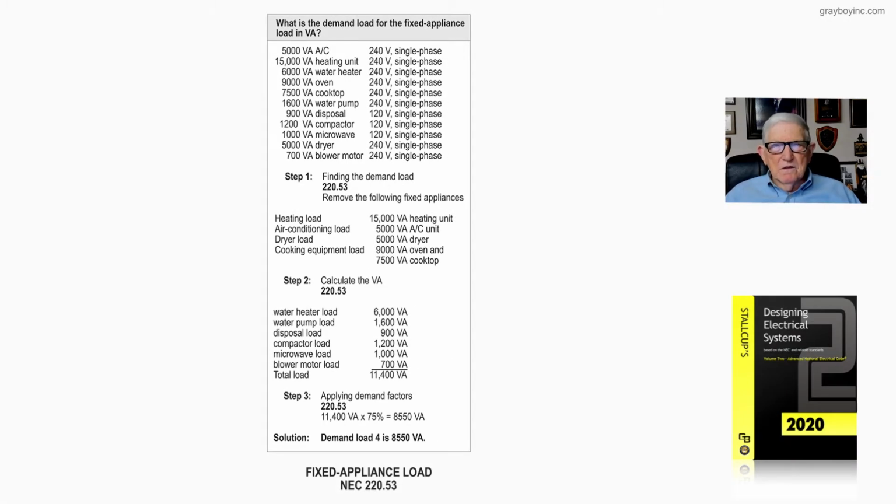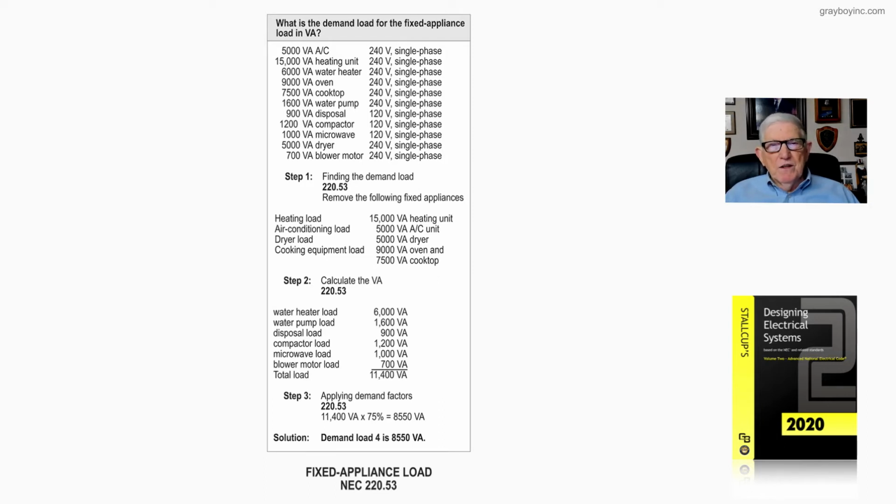Now let's look at this figure here, 22-14B, and we're going to perform the calculation to the fixed appliance load that we just reviewed in the previous figure of, say, 22-14A. Now, notice what is the demand load for the fixed appliances. Now, you're going to have to come in here and jerk out the heating load, the AC load, the cooking equipment, and the dryer. That's jerked out.